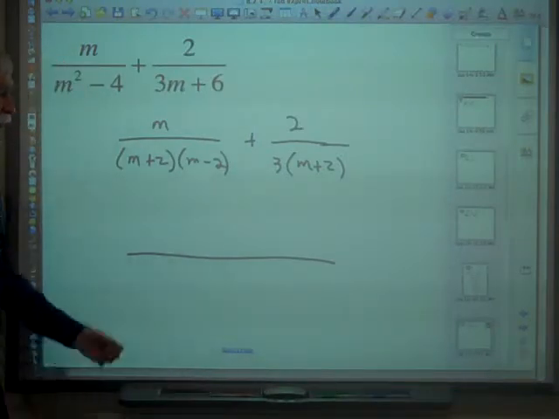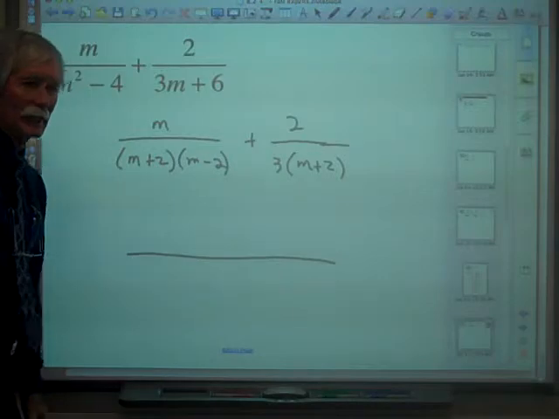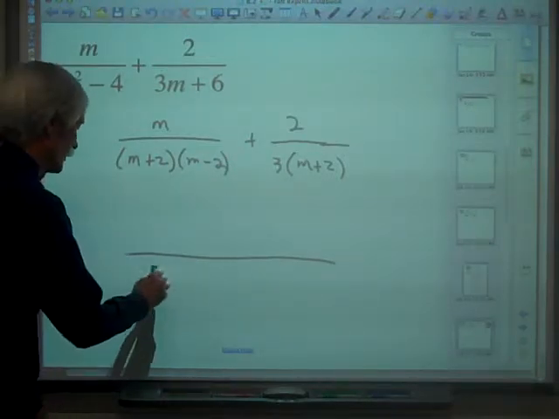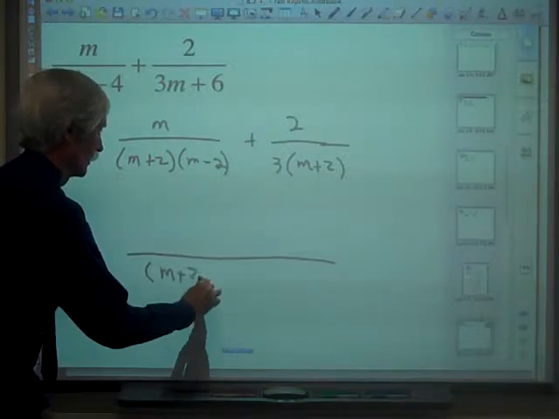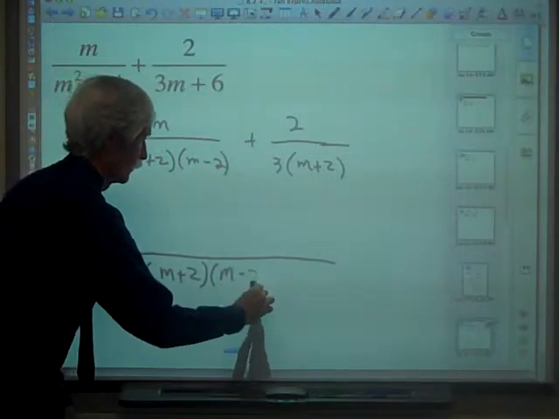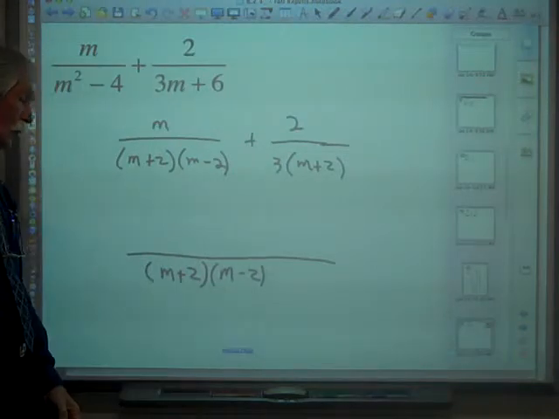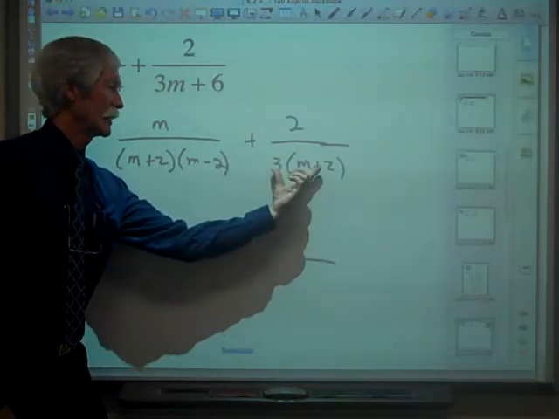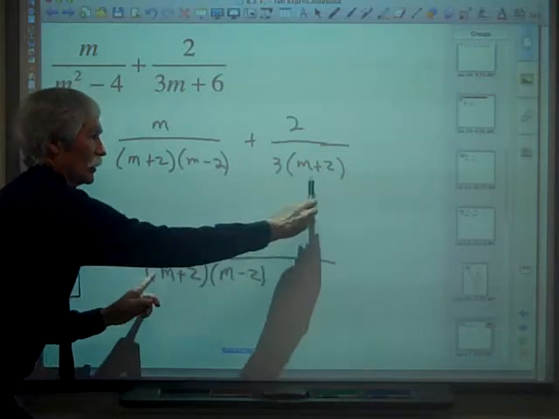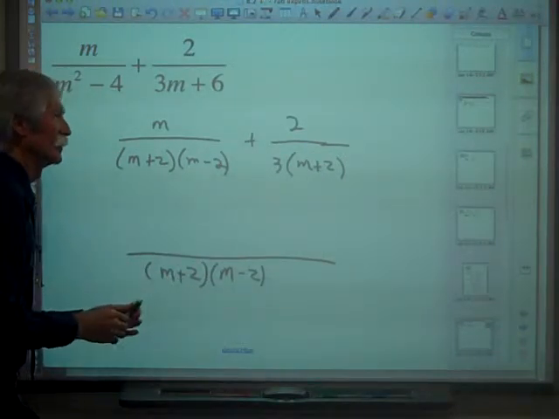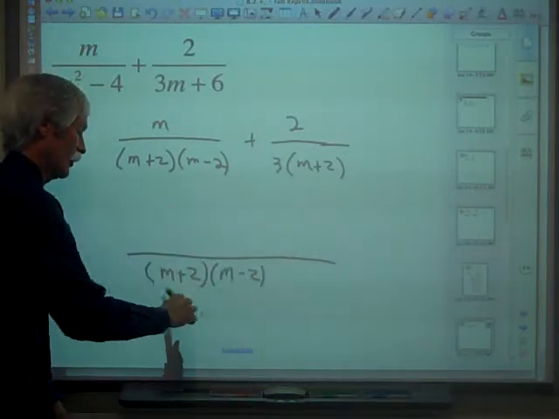What does it need to look like for both of these and both of these to be inside of it? Isn't it 3 times m plus 2 times m minus 2? Yeah. Doesn't it need that to cover this one? Okay. And then it needs this also. What do you notice? Do we already have the m plus 2 covered here? But how about the 3? Is there a 3 down there yet?